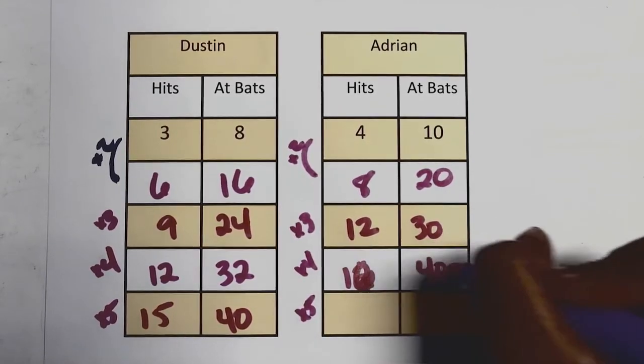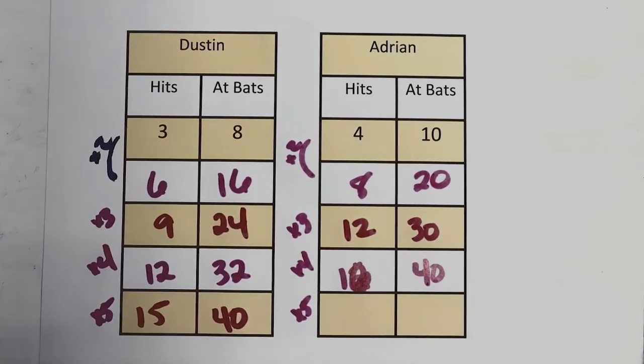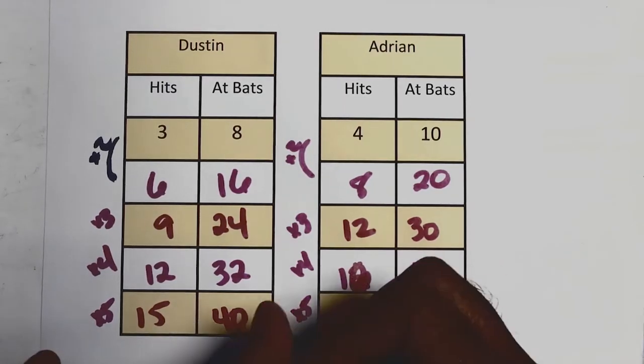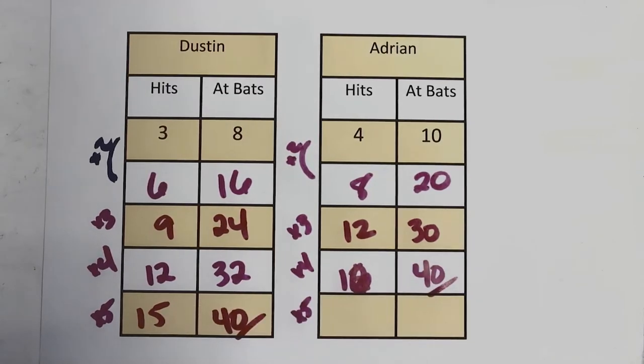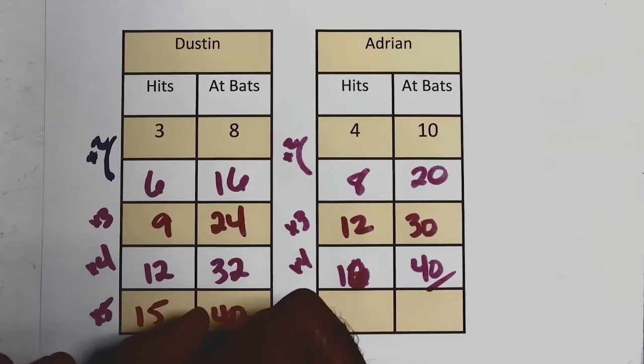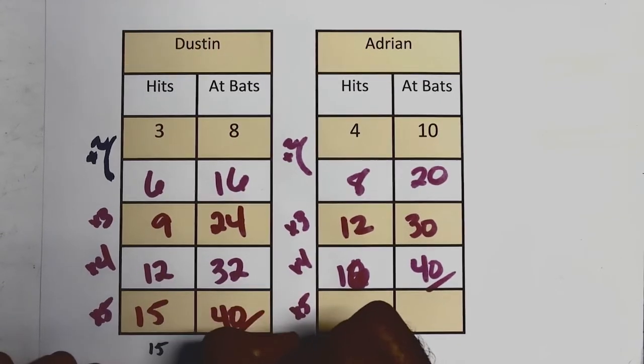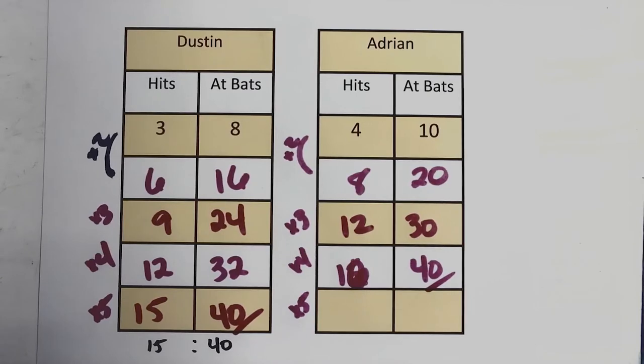16. Ooh, I almost wrote 12. 16 and 40. So do I need to keep going, since now I have 40 at-bats for both Dustin and Adrian? No, I don't, because that's what the problem is asking us. But if I wanted to, I can continue to create equivalent ratios if needed. So now let's interpret the chart. Dustin gets 15 hits for every 40 at-bats. And Adrian gets 16 hits for every 40 at-bats.